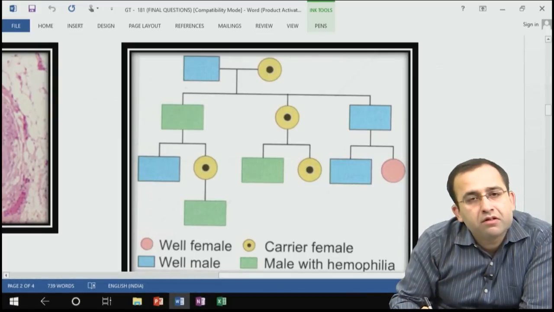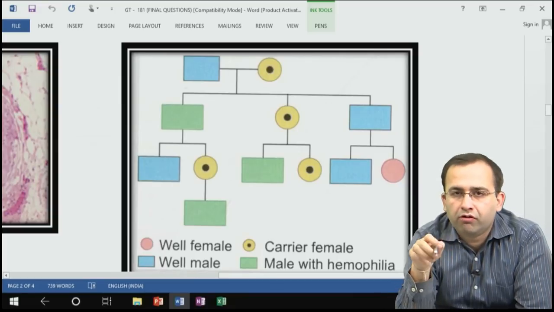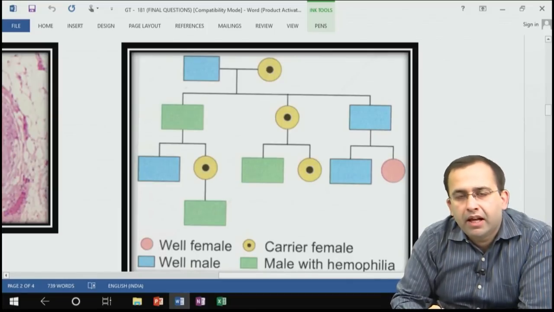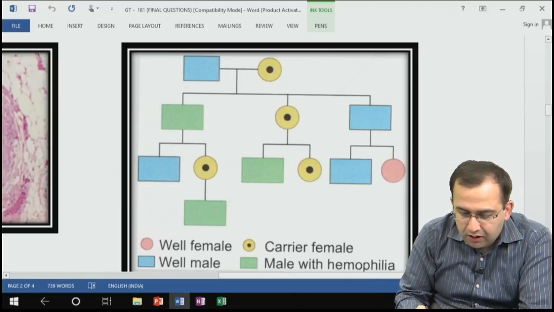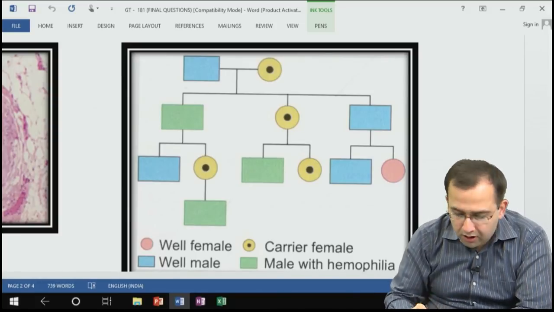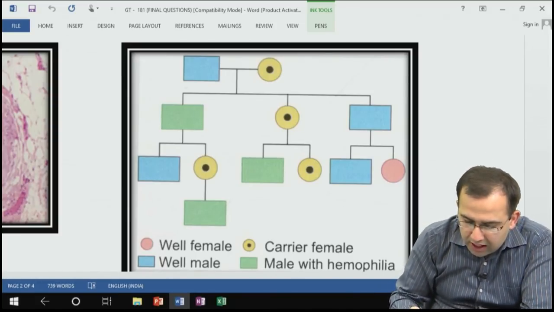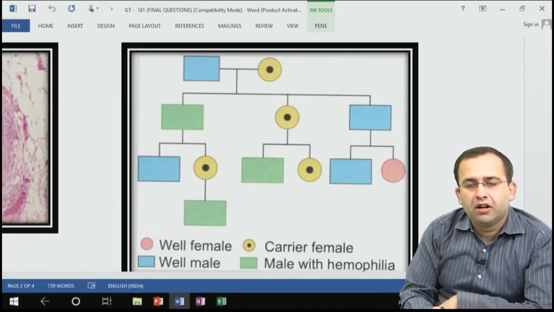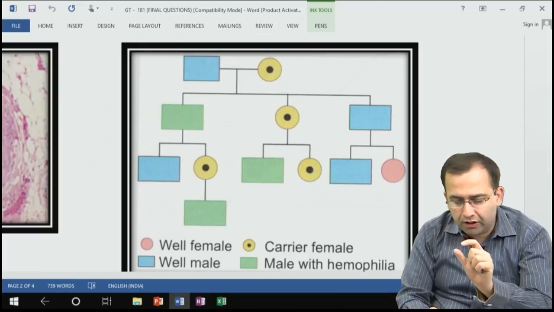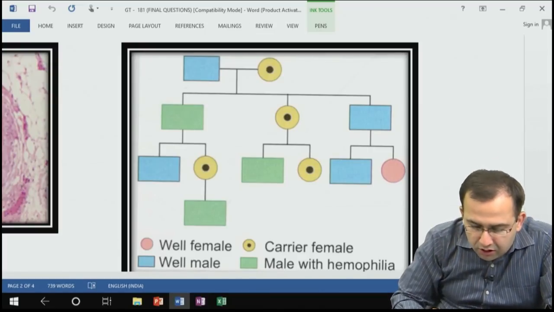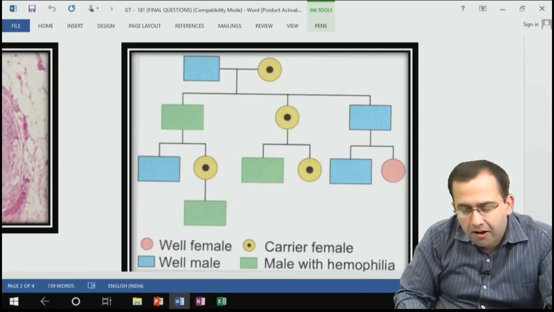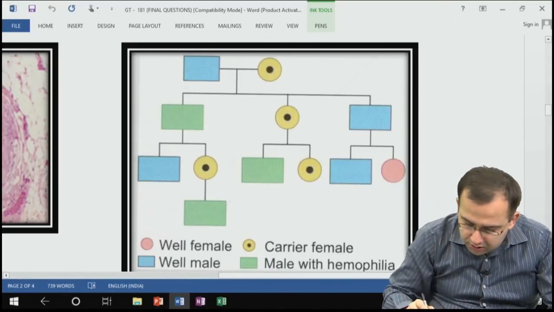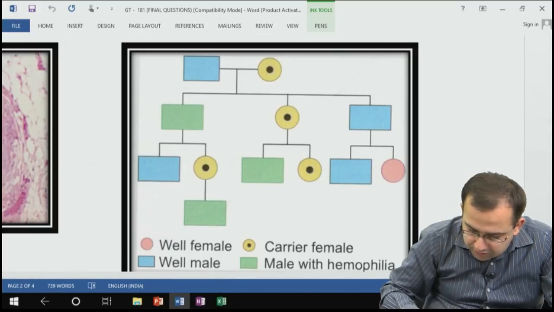Let us assume this female to be X dot X, mating with a normal male, XY. As a result, the female child is a carrier, X dot X, whereas one male child is affected, because that affected X chromosome went to the male. When this affected male mates with a normal female, then let me draw this for you.